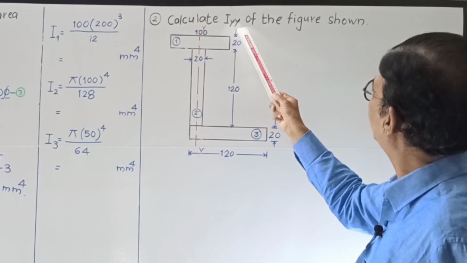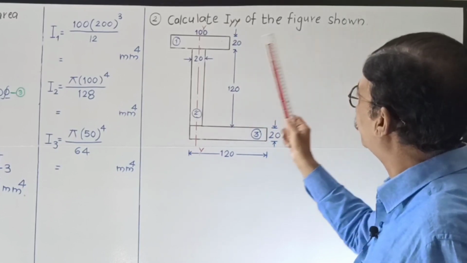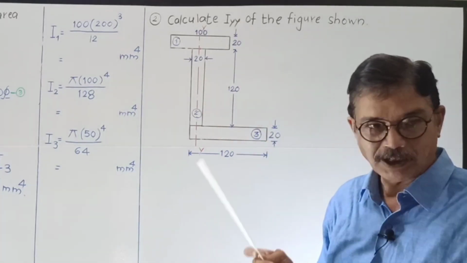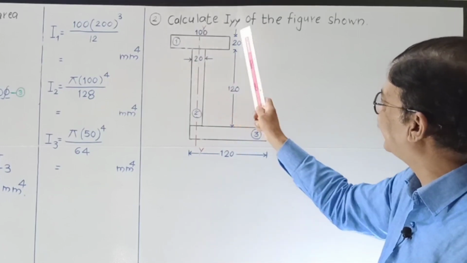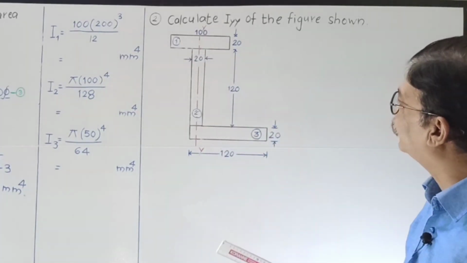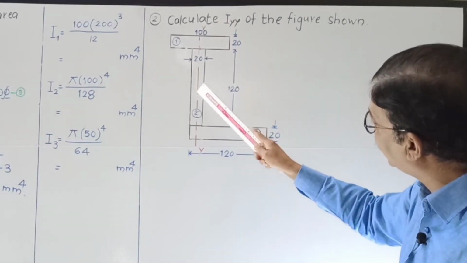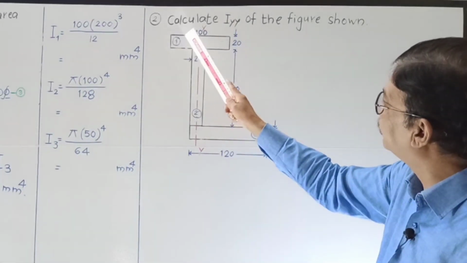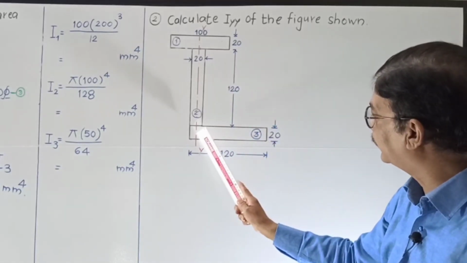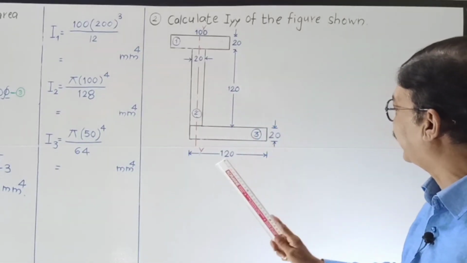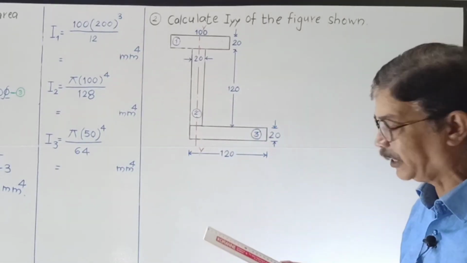Calculate IYY of the figure shown. The figure is shown. Now look at the figure. This is a T section and this is a rectangular part. About the YY axis, this YY axis is the symmetrical axis for the T section, but it is not symmetrical for this bottom rectangular plate.